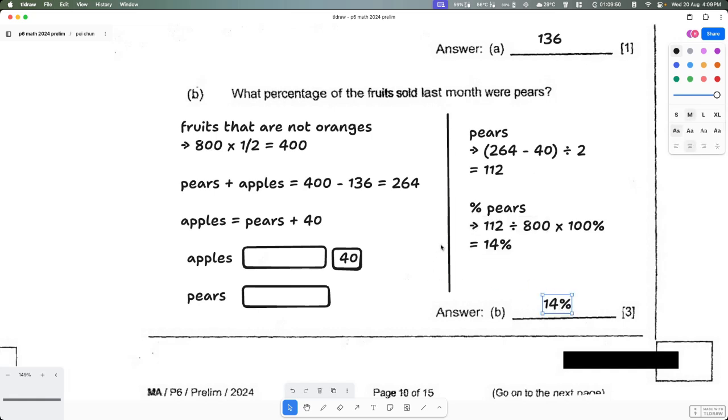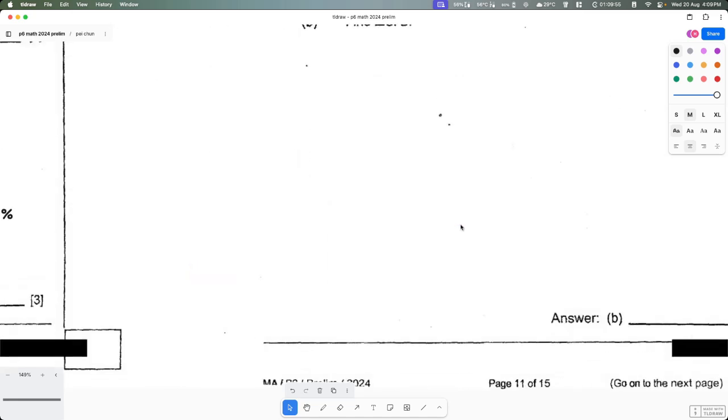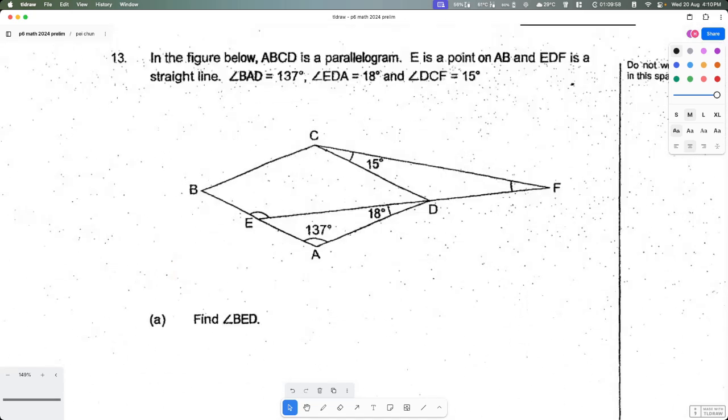All right, let's move on to the next question. All right, so question 13. In the figure below, ABCD is a parallelogram. So I'm going to draw some lines. So like this and then do like this. Okay, so at the same time, E is a point on AB and EDF.